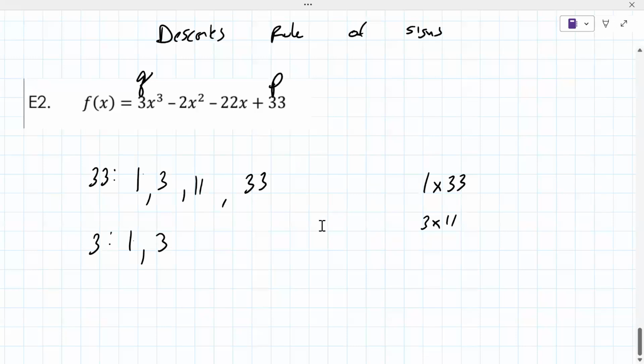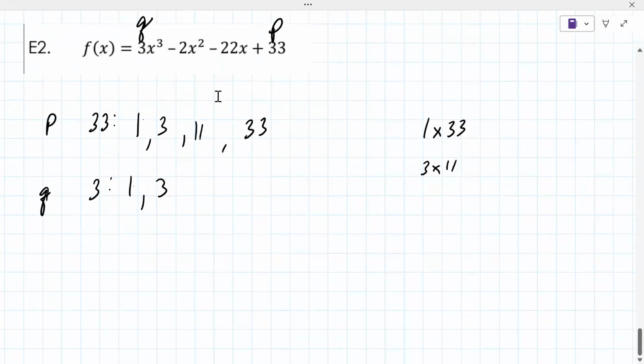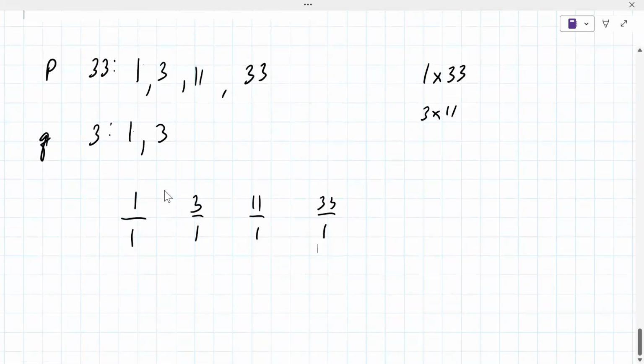See, this is why there's a smaller number here. Students really struggle with bigger numbers. Your teacher's gonna give you a bigger number than this, like 40 with lots and lots of factors, and then another number with lots and lots of factors. But anyway, so that's your P, that's your Q. Now you take every P over every Q. So 1 over 1, 3 over 1, 11 over 1, 33 over 1. And then you take every P over the other Q, which is going to introduce some fractions.